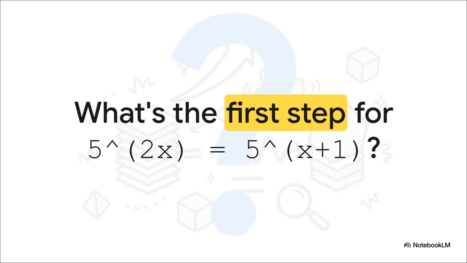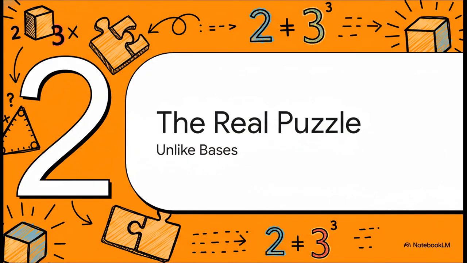Okay, so your turn for a second. Look at this equation. You've got a base of 5 on both sides. So using that golden rule we just talked about, what's the very first move you'd make here? Yep, that's it. You just set the exponents equal to each other. 2x equals x plus 1. And you're already halfway to solving it. All right, that was a good warm-up.